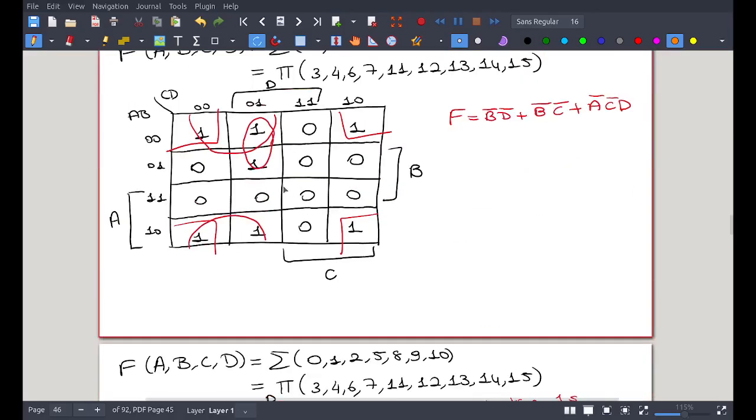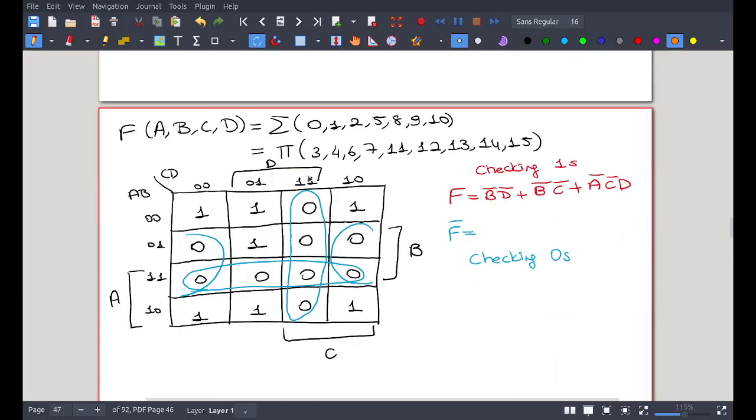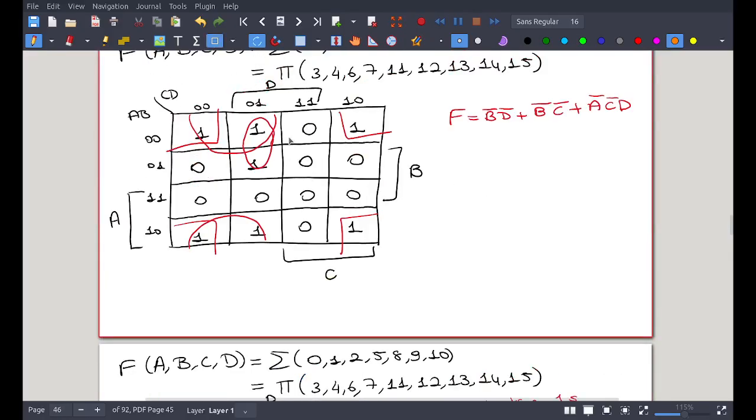So how do we group the zeros? The same method, right? So let's say we can group them. That's one grouping, right? That's another grouping, right? And we have another grouping, and we have another grouping like this. There is a grouping like this, I think.